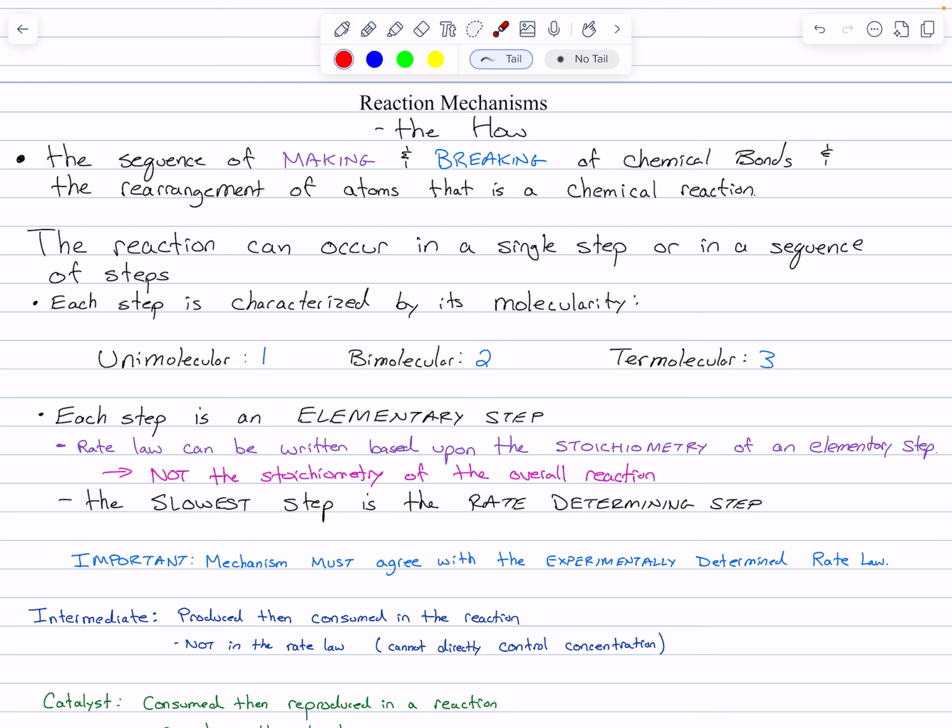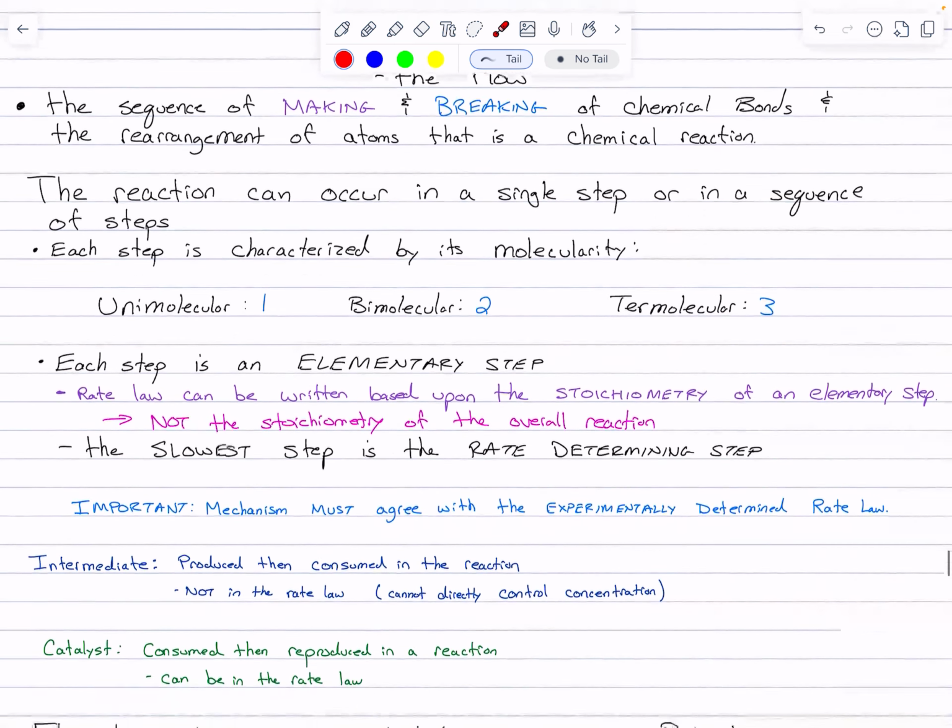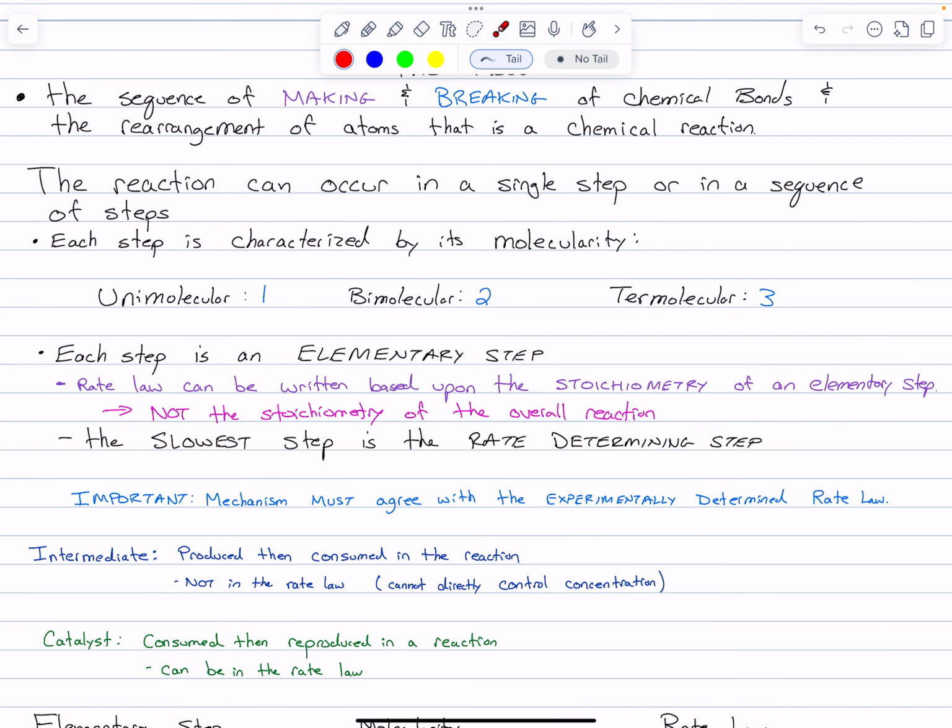Now, something that's very important with these mechanisms is that the mechanism we're proposing must agree with the experimentally determined rate law, right? What we observed through experiment, our proposed mechanism must match. Now, when you have this sequence of bond breaking and bond making, you can have intermediates, which are produced in the reaction and then consumed. Going back to the example with your socks and shoes, if you have a sock on both feet, that's an intermediate stage. If you have your socks and shoes on, not tied, intermediate.